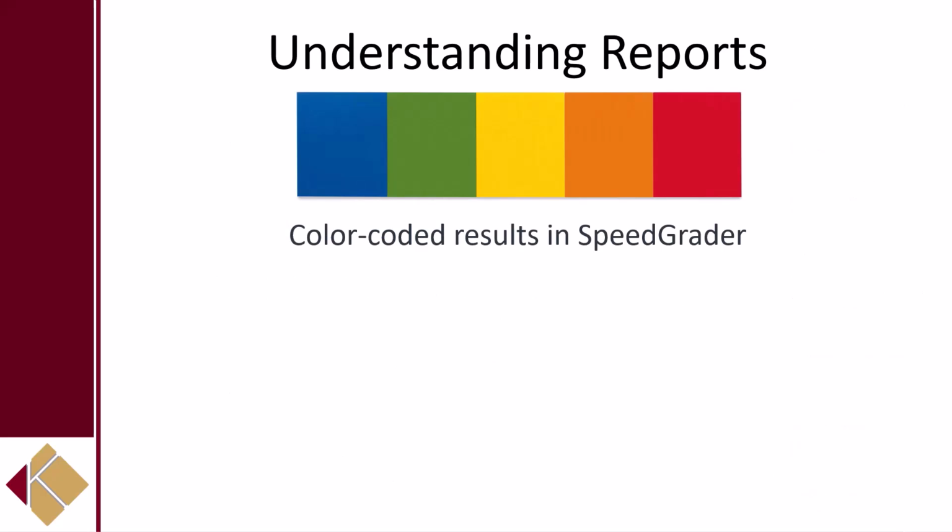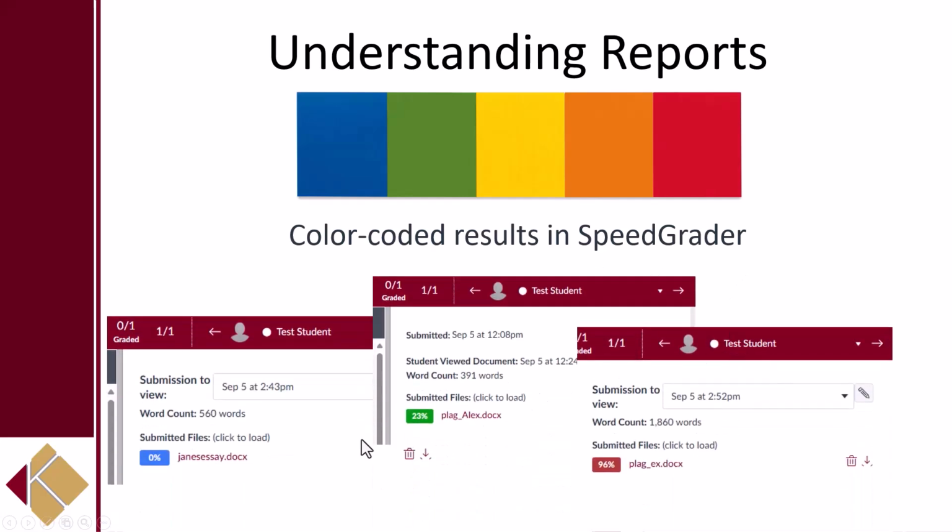Now let's take a look at the Turnitin reports and what they mean. You will be able to access the Turnitin reports through the Canvas Speed Grader. You will see a colored box containing a percentage next to each student's assignment in Speed Grader. This percentage gives you the percentage of similarity that the text in the assignment has to works written by others.